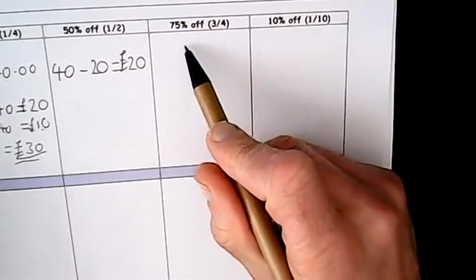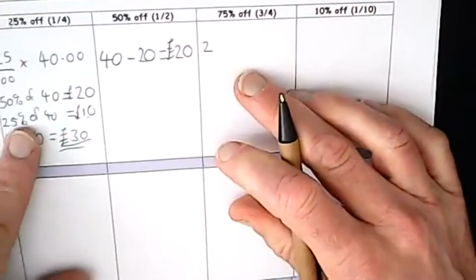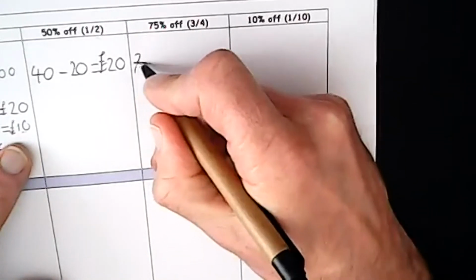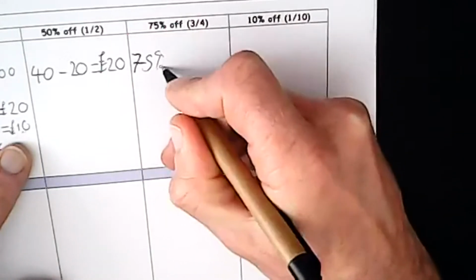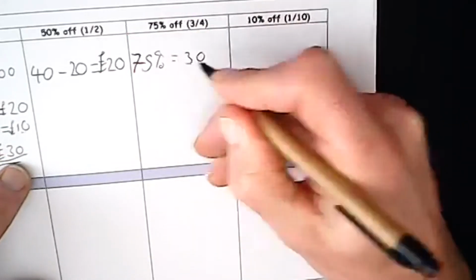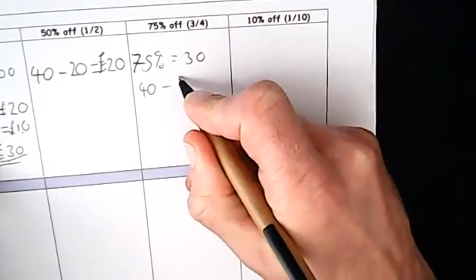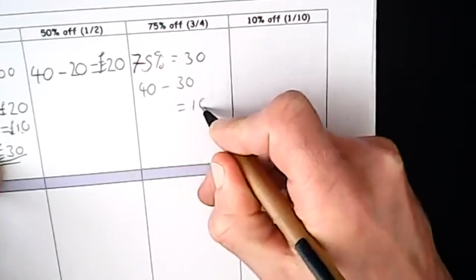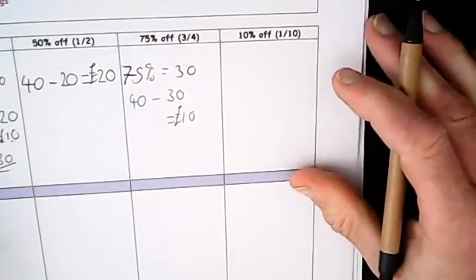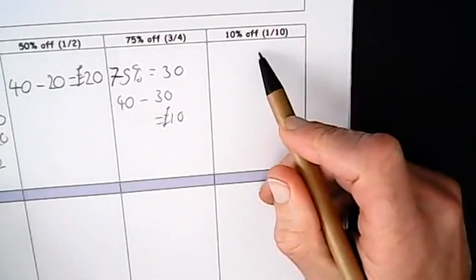On to 75. This is 3/4. We've already learned that 25% is 10. So 75% is going to be 3 lots of 10, 3/4, which is 30. So it's going to be 40 for the original, take away the discount. If ever you see anything with 75% off, and you do, Cheshire Oaks maybe, it's got a good deal on that. Right, on to 10% now.